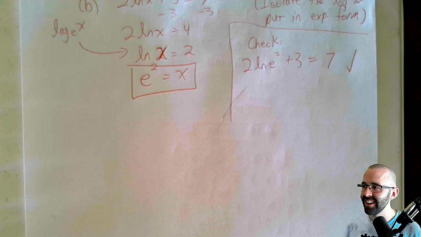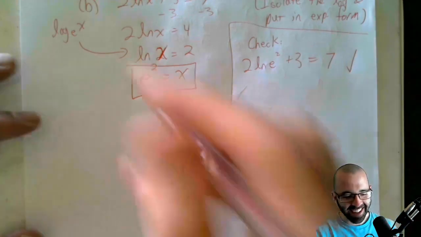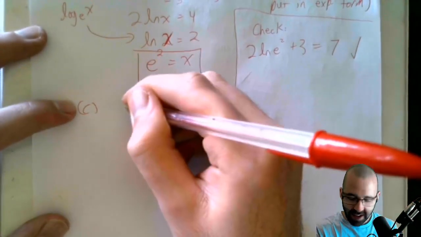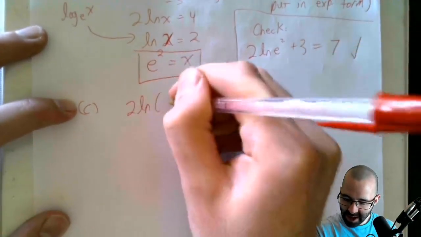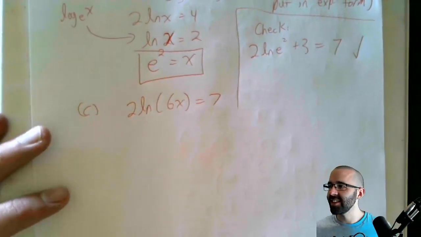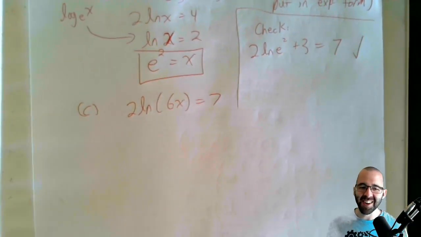Watch out. Okay. Part C. How do we solve this equation? 2 times the natural log of 6x equals 7. Lane, what's the first step?